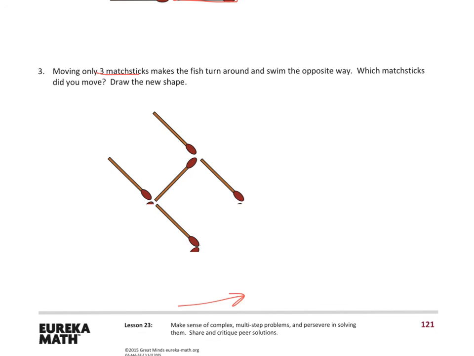So now I got to draw in 3 matchsticks. So I'll draw this one right here. That's 1. This one right here. That's 2. And then this one right here, which is 3. So there's my 3 moves to get the fish swimming now this direction.